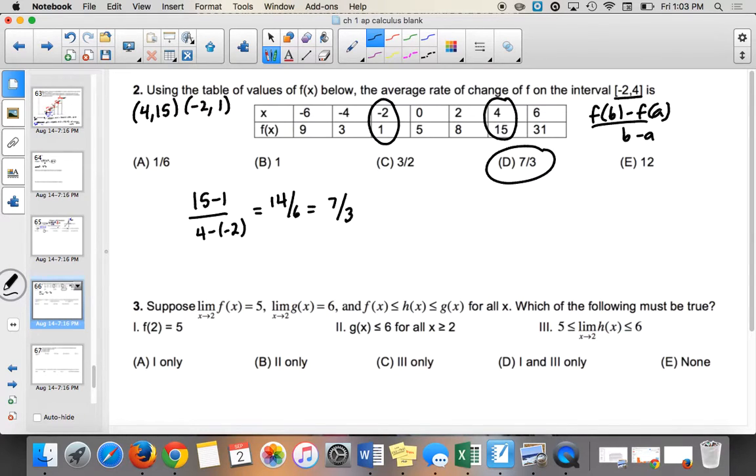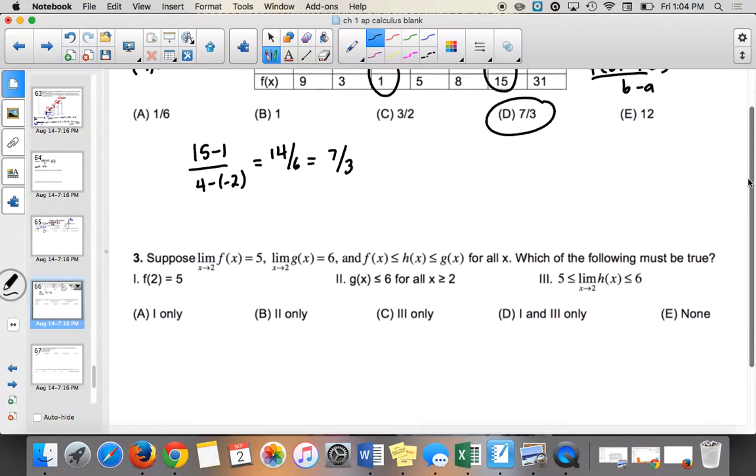So every time you see average rate of change, you use the slope formula. What if it said instantaneous rate of change? Right, we don't have that with the table, but you could find it with your limit as h goes to 0, f of x plus h minus f of x all over h. That would be instantaneous rate of change. All right, the next one.